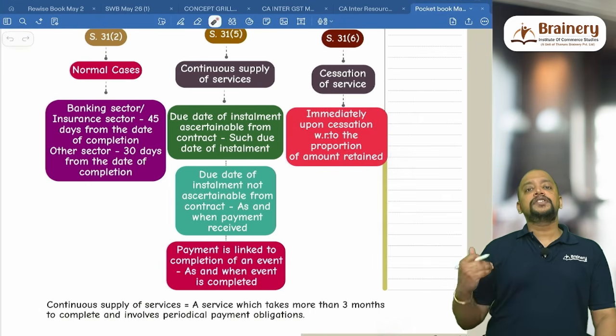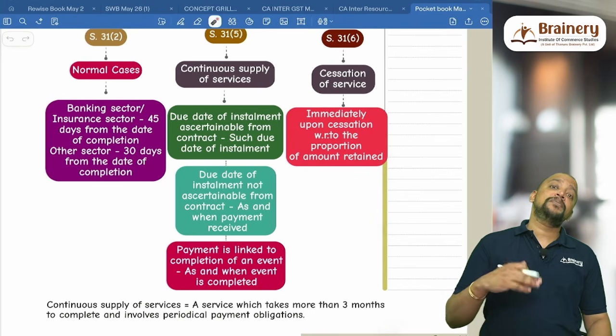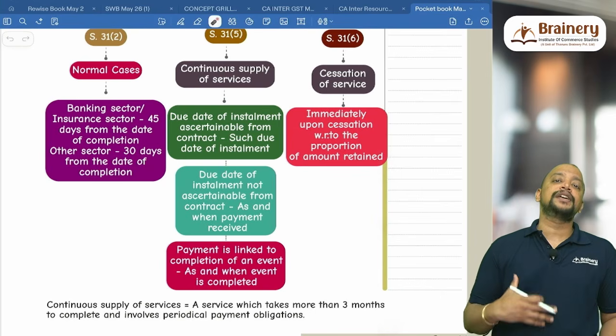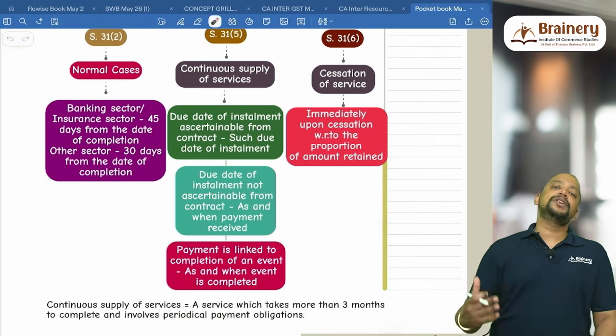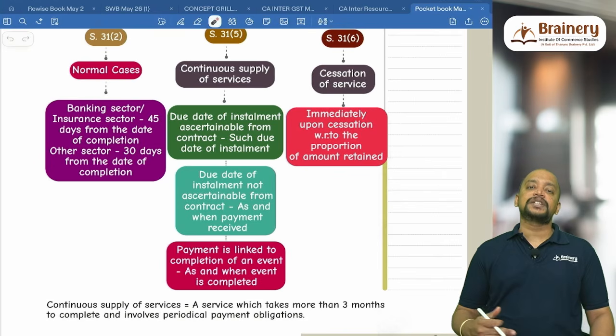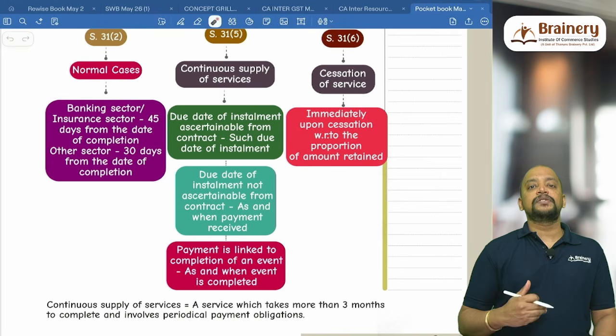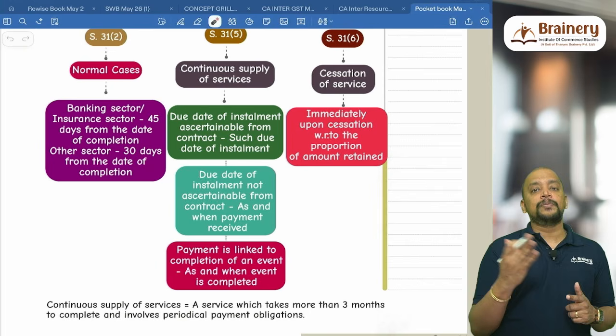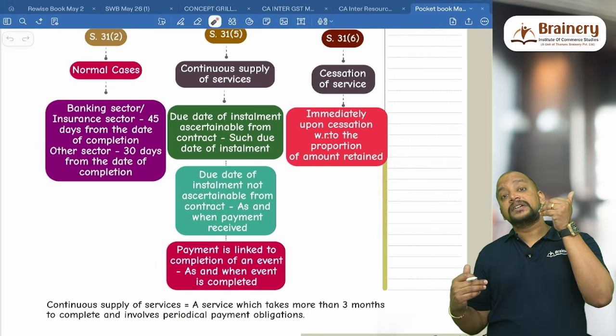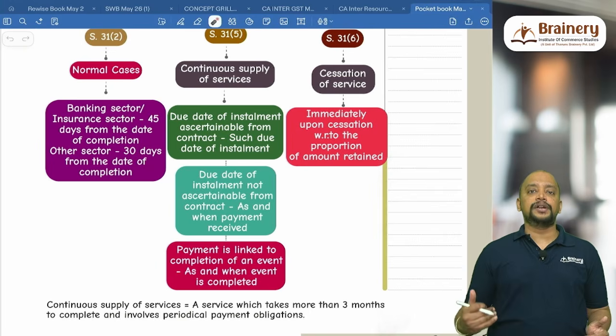Whereas if the due date of installment is not ascertainable, but the payment is linked to completion of an event, usually in case of construction contracts, upon completion of 30% or upon completion of 60%, so this much amount will be receivable like that. So they will be linking it to completion of an event. So whenever that event is completed, that will be taken as the due date of invoice.